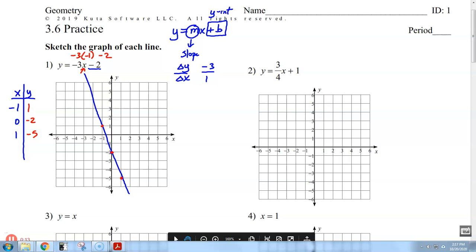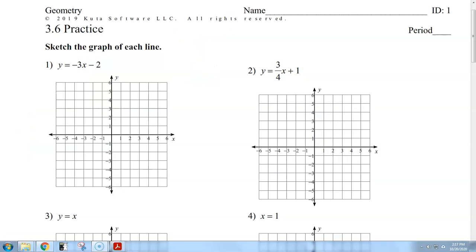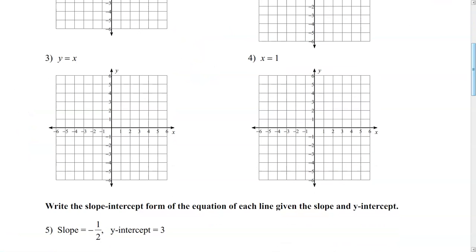So you'll get the same points. It's just a little bit slower making the table. But if that's all you got, run with it. All right, the next one crosses the y-axis at +1. Our slope is positive, so we're going to be going up 3 and over 4. Rise 3, run 4. If you stair step it down the other direction, it's going to be something like that. All right. Moving on down.